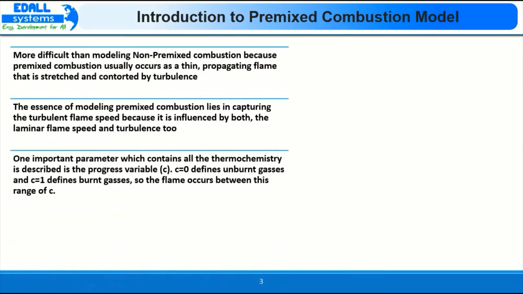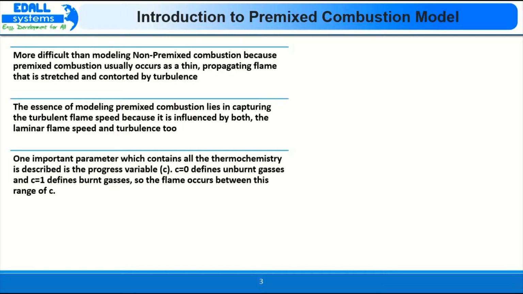So what is premixed combustion model? We have seen earlier the non-premixed combustion model, and compared to it, premixed combustion modeling is very much difficult and complex because premixed combustion occurs as a thin propagating flame that is stretched and controlled by turbulence. So turbulence is the thing which controls the combustion and propagation of premixed flames, and so the essence of modeling this kind of combustion lies in capturing the turbulent flame speed. So the main focus for this premixed combustion model is to simulate and to understand the laminar flame speed as well as the turbulent flame speed.